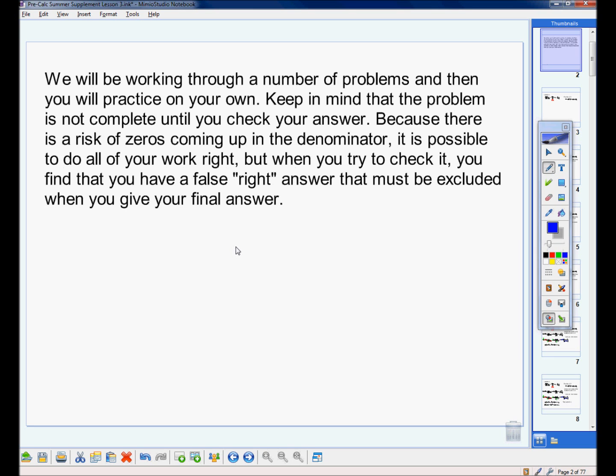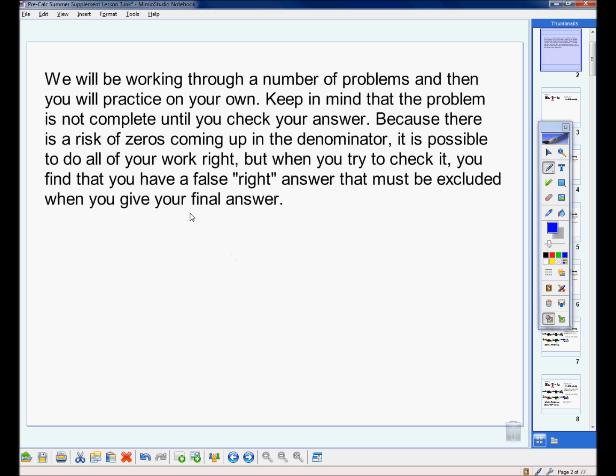Make sure that you check your answers, especially on these. If you'll recall, in the past, we sometimes had false right answers. These are the type of problems where you are likely to find some of those false right answers. There's a risk of zeros coming up in the denominators when you go to check your answer. So it is important, first of all, that you work very carefully. Second of all, that you check your answers. Your answers are not complete until you check them.